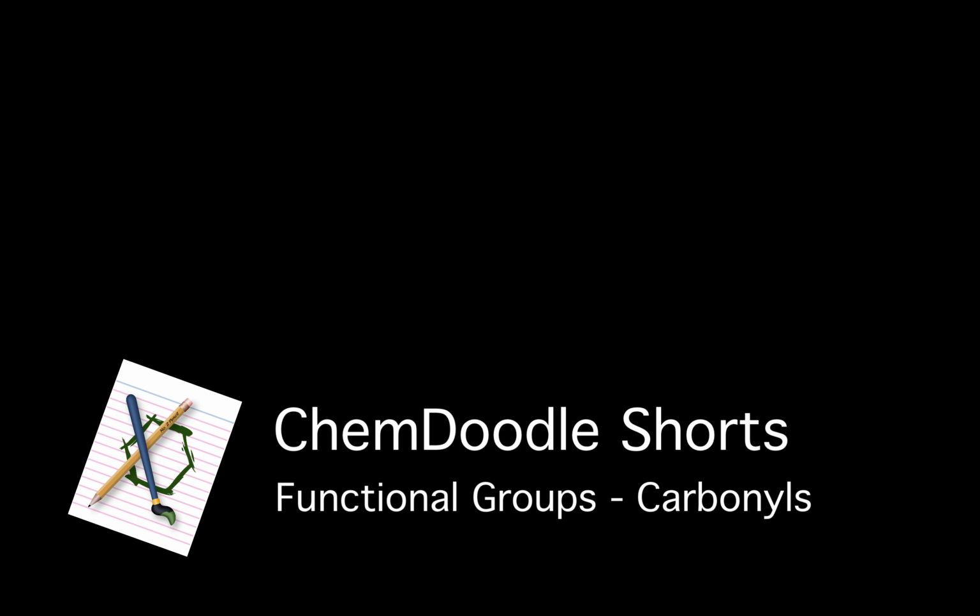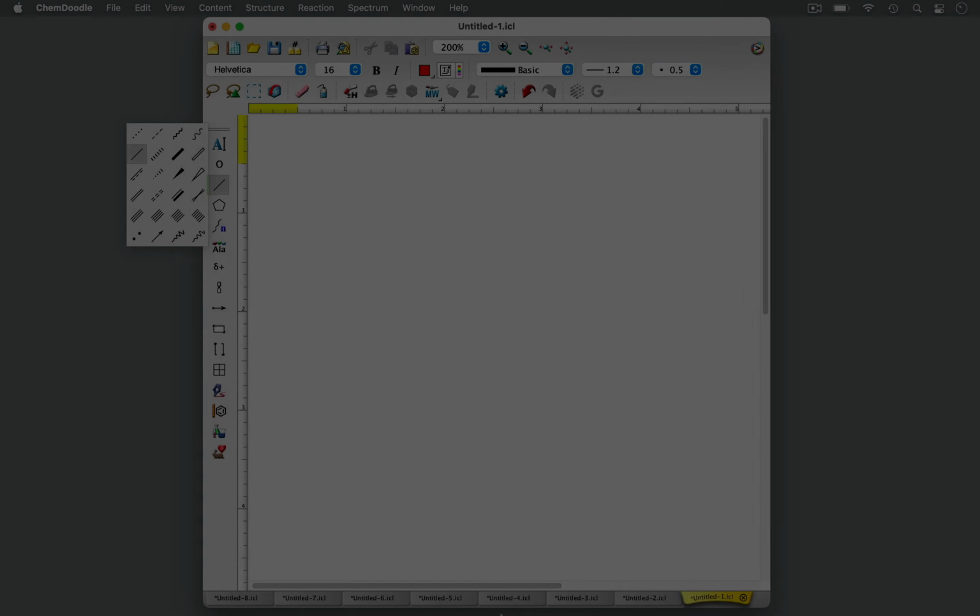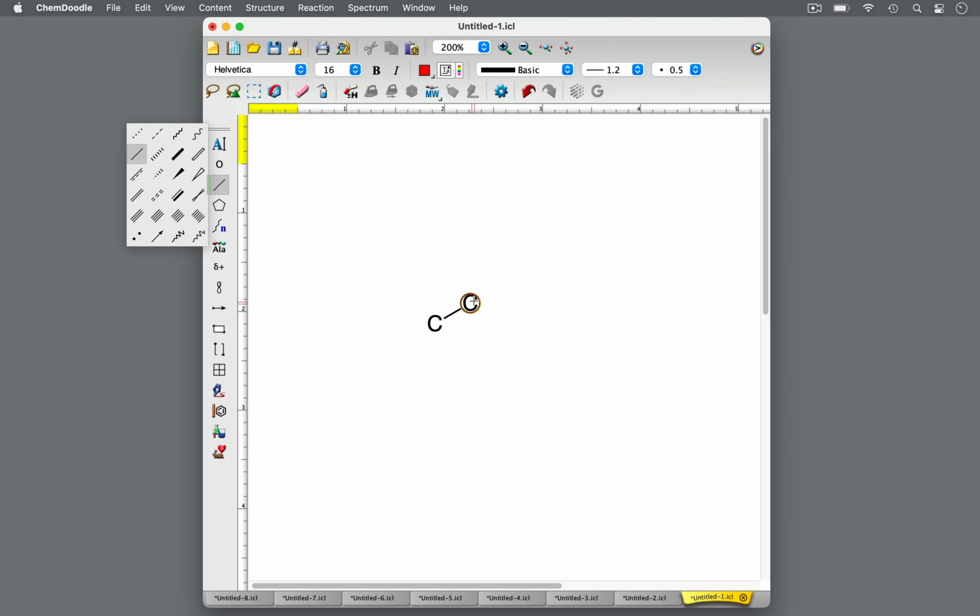Let's learn about carbonyl-containing functional groups. Functional groups have distinct chemical properties and reactivity. As such, they can be used to predict a molecule's behavior and reactions. One of the more ubiquitous moieties is the carbonyl group.